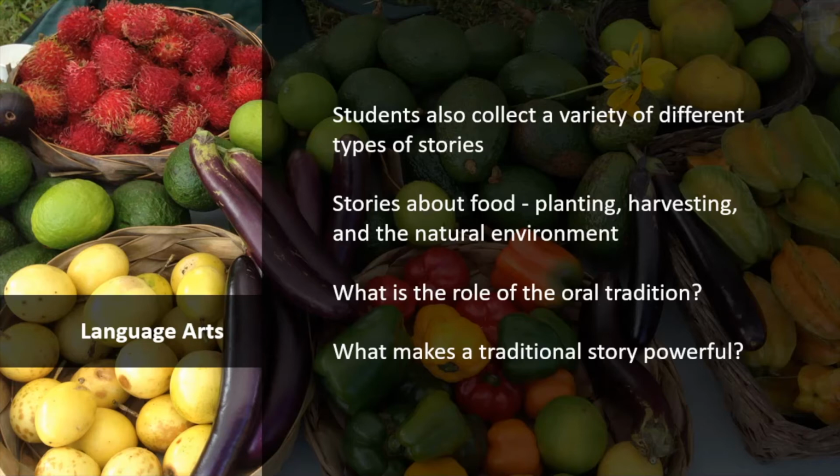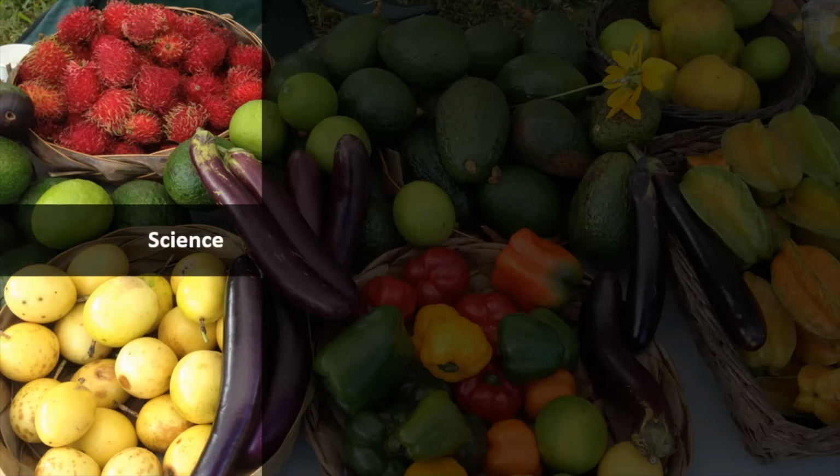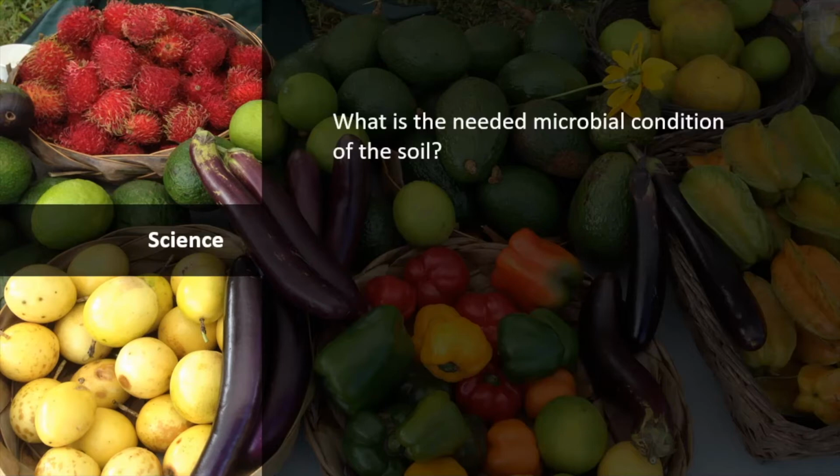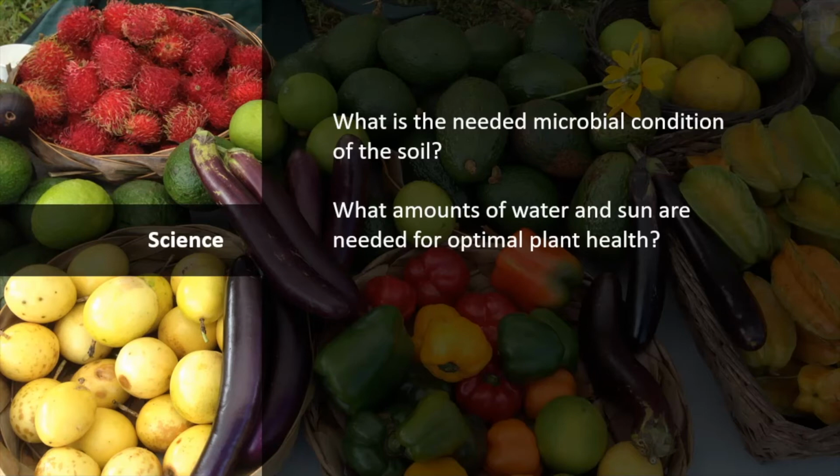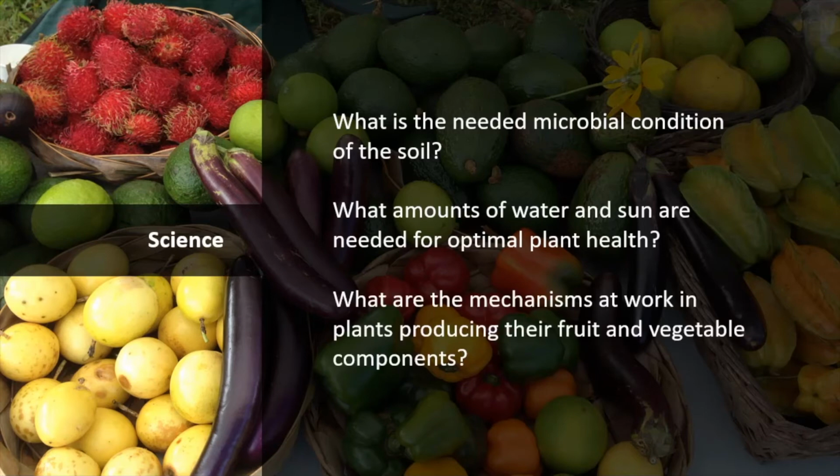traditional story powerful. For science, students can study the types of conditions various fruits and vegetables need to grow. What is the needed microbial condition of the soil? What amounts of water and sun are needed for optimal plant health? What are the mechanisms at work in plants producing their fruit and vegetable components? Depending on the age of the students, the types of questions students would be answering would change.